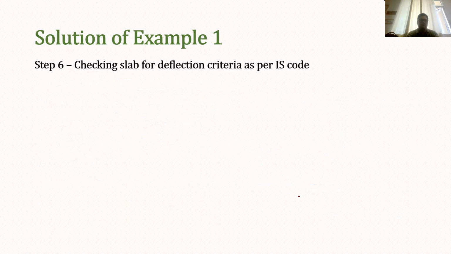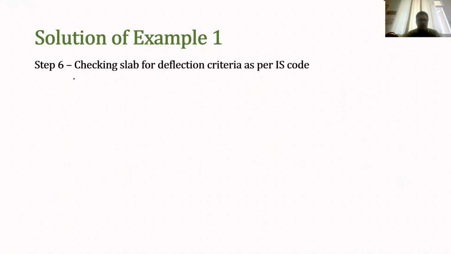Now, next step could be checking the slab for shear criteria also. So shear criteria, how do we follow that shear criteria? I have already explained in the one-way slab. In the same way, we can follow the shear criteria here also, but I am skipping that step because generally slab is safe in shear criteria. So if it is mentioned in the question that we have to check slab for shear criteria also, then we do that. Otherwise, we can skip that step.